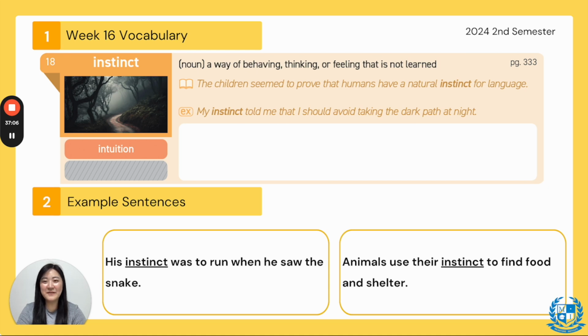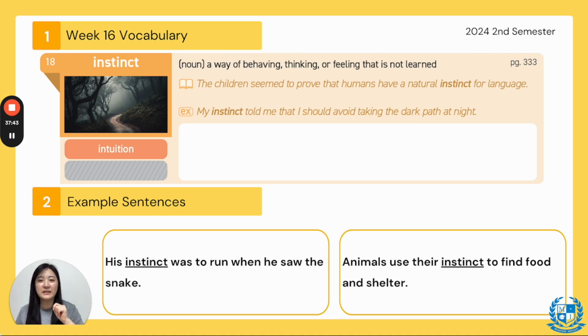Number 18, everyone say instinct. Instinct. The synonym is intuition, and our part of speech is a noun. It means a way of behaving, thinking, or feeling that is not learned. So it's in us, okay? Our book says the children seem to prove that humans have a natural instinct for language. Meaning we have a way that's going up inside of us. It's our instinct to have a way of thinking, behaving, or feeling that's just within us. We didn't have to learn it.